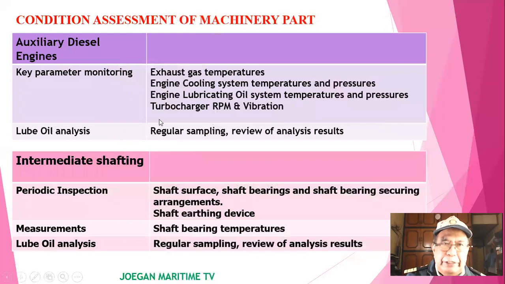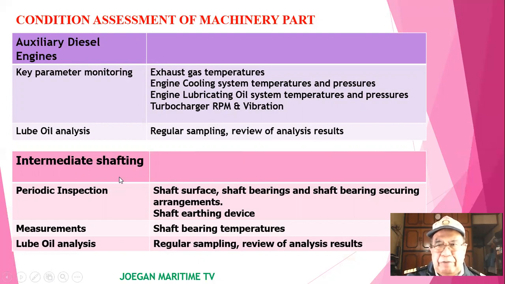For auxiliary diesel engines, key parameter monitoring: exhaust gas temperatures, engine cooling system temperatures and pressures, engine lubricating oil system temperatures and pressures, turbocharger revolution and vibration. For lube oil analysis of the generators, regular sampling, review of analysis results.